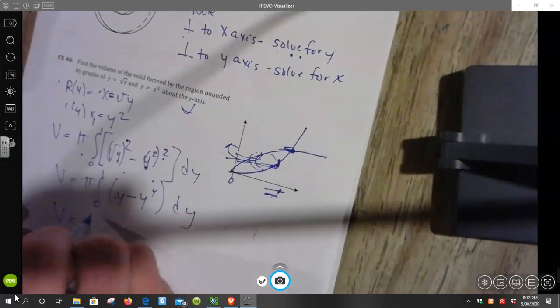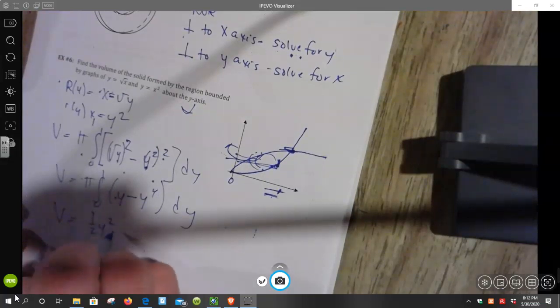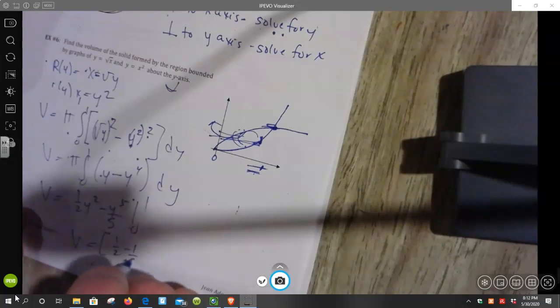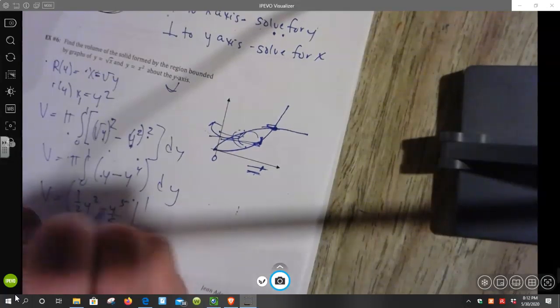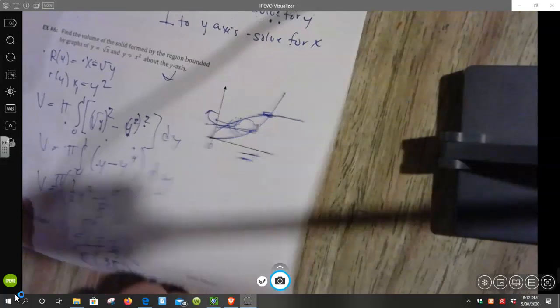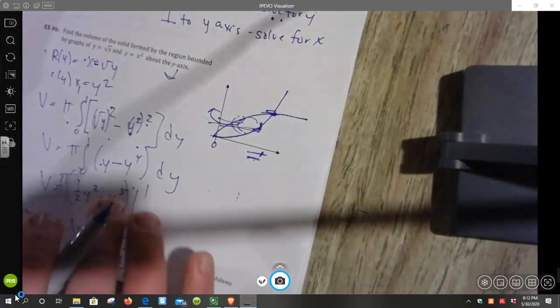So volume is equal to, it's going to be what? 1/2 y squared minus y to the 5th over 5. And we're going to evaluate from 0 to 1. So our volume is going to equal to, what's that? 1/2 minus 1/5 times pi. And so it's going to be 3 pi over 10, or 3/10 pi. So that is an example of how to do that one.